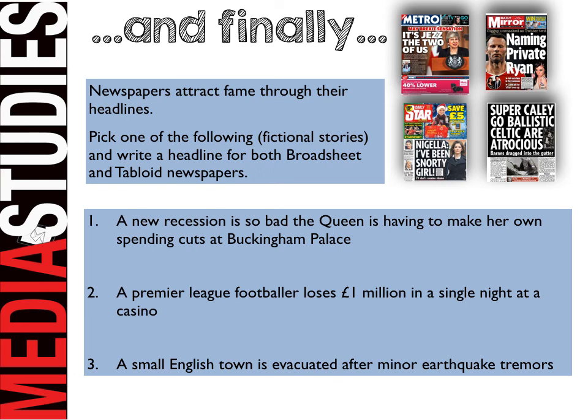So here are your three stories. Number one, a new recession is so bad that the Queen is having to make her own spending cuts at Buckingham Palace. You can make up exactly what those spending cuts would be, whatever you want. Number two, a Premier League footballer loses £1 million in a single night at a casino. Doesn't sound too far-fetched, does it? I'm sure that has probably happened. But this is a make-believe story. You can choose a particular Premier League footballer if you want.